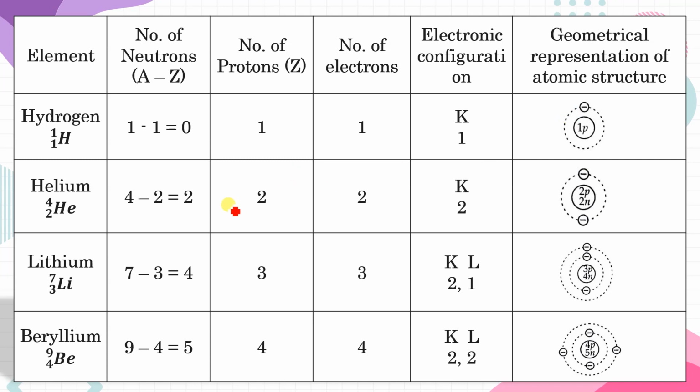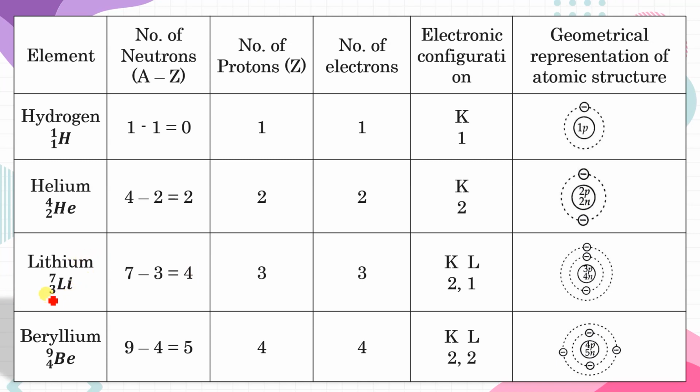Now helium. Helium has atomic number 2, so protons will be 2 and electrons will be 2. The electronic configuration will be 2 only. In the diagram, the nucleus has two protons and 2 neutrons, and 2 electrons revolve around it in the K shell only. So we make only one shell, with the 2 electrons.